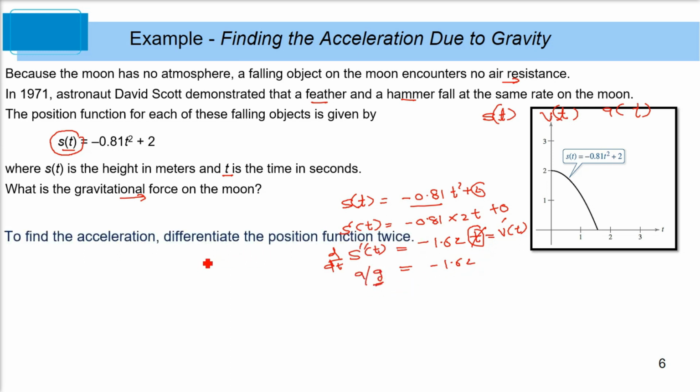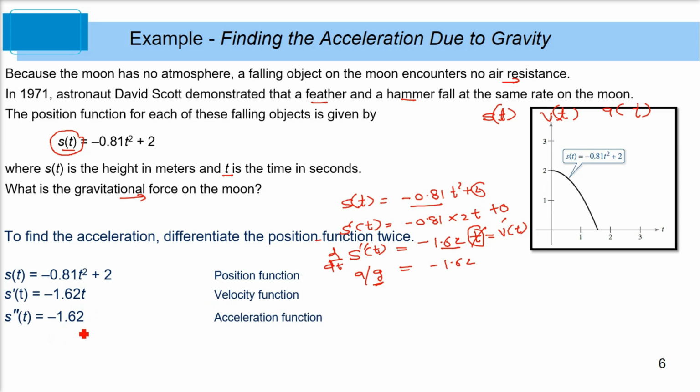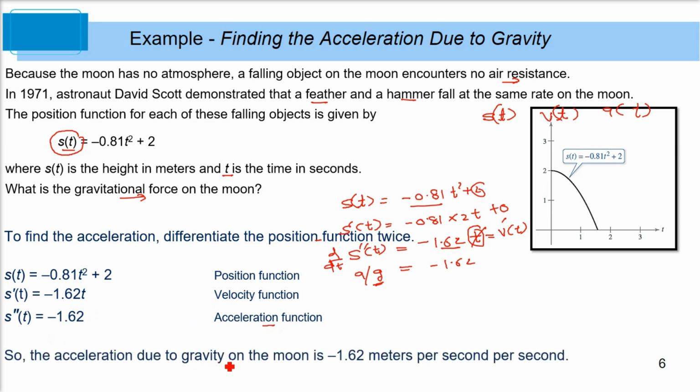And if you want to actually do it in your copy, you have to do it like this. Write the position function like this, then the velocity function like this, and the acceleration function. Finally you will come to the conclusion that the acceleration due to gravity on the moon is nothing but -1.62 meters per second square.